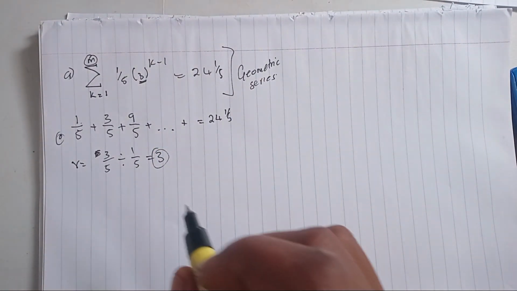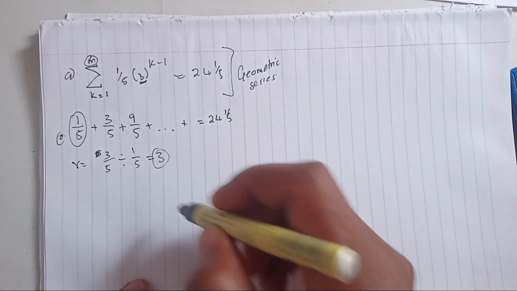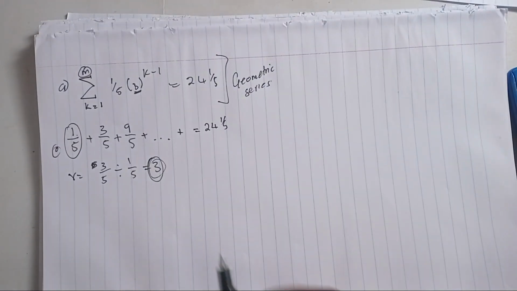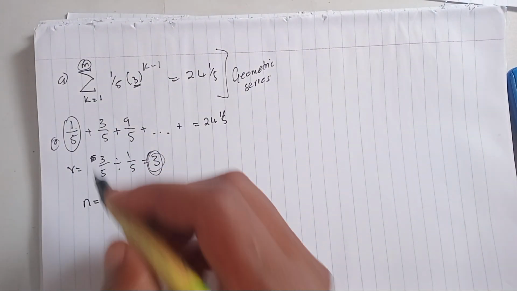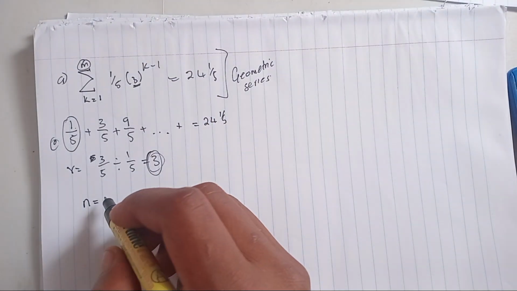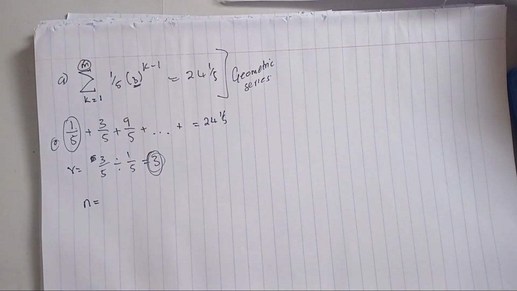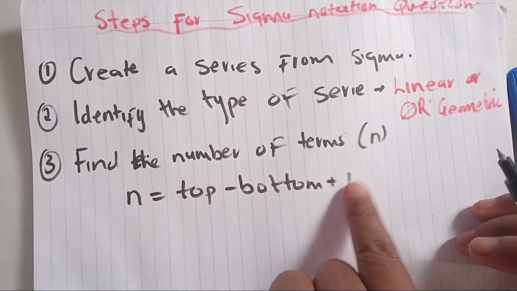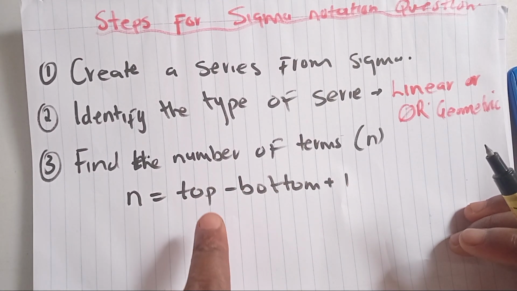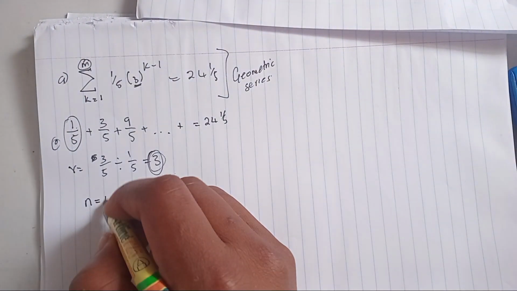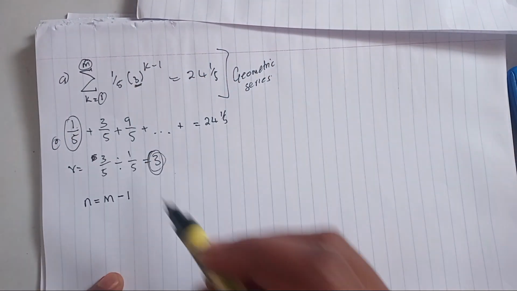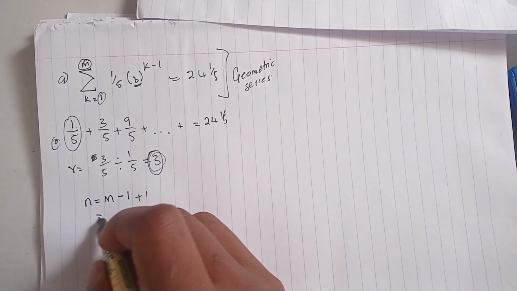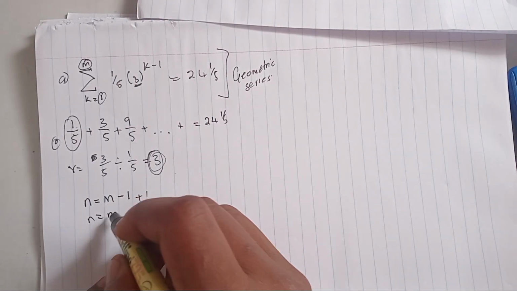So now what are we going to have? We have the first term, we have the common ratio, and then we are going to look for n. So what will be n? n is always equivalent to the top minus bottom plus 1. The next step says you must find the number of terms. In this case, the number of terms is top minus bottom plus 1. What would be the top? The top is m, minus the bottom, which is 1, and then plus 1, which results in m. It means that n is equivalent to m.